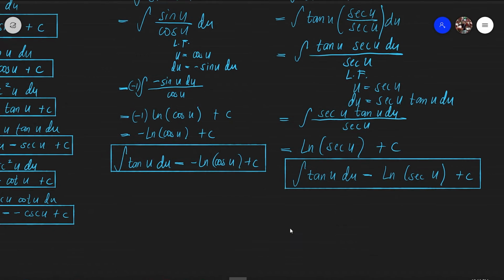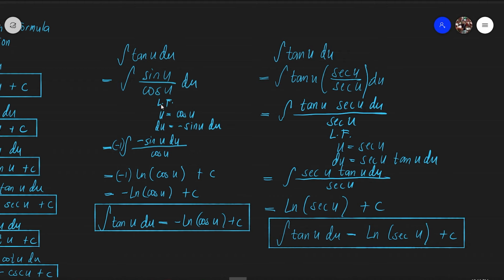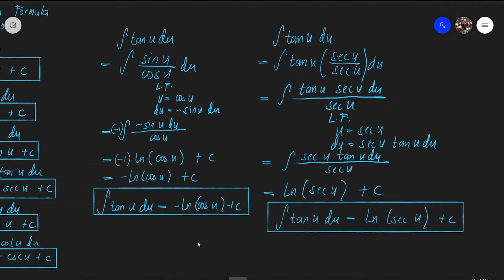Okay, now what we do here, for the integral of tangent u du, you can also apply whatever we did here.